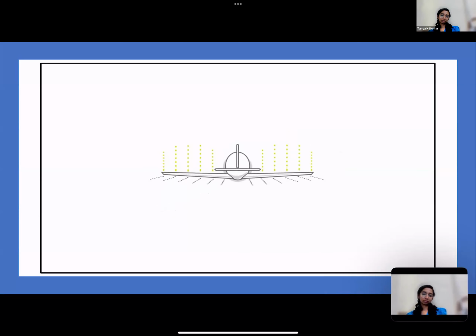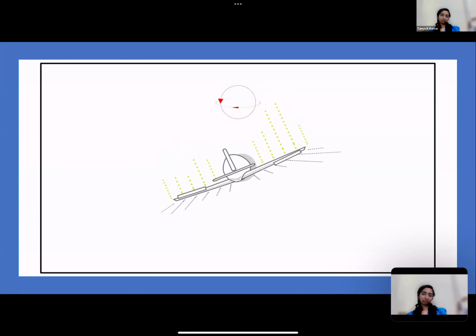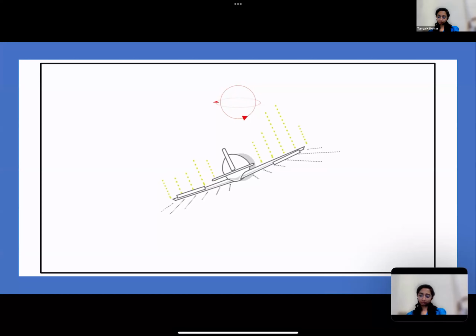Combining the lift and drag effects together creates the undesirable tendency for the aeroplane to roll in one direction, but yaw in the opposite direction. This effect is called adverse yaw.